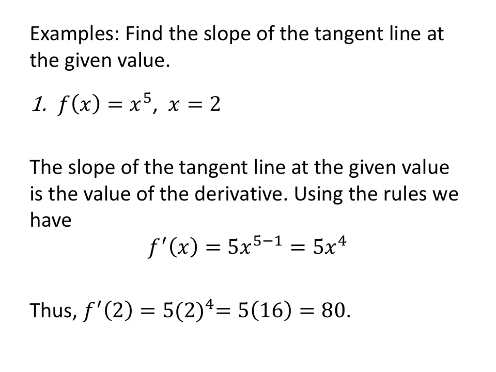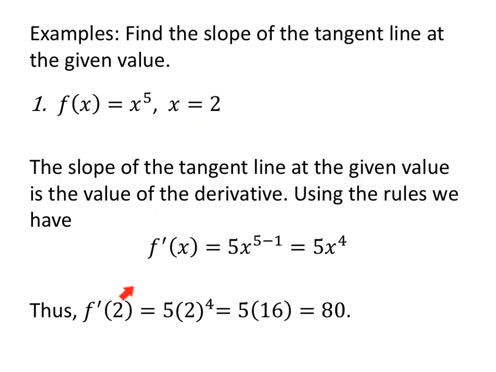So find the slope of the tangent line at the given value. If f of x equals x to the fifth and an x value of 2, the slope of the tangent line is the value of the derivative. Using the rules, we know that the derivative of x to the fifth is 5x to the 5 minus 1, which we simplify to be 5x to the fourth. That's our derivative function. That's so much better than the limit derivatives using the difference quotient.